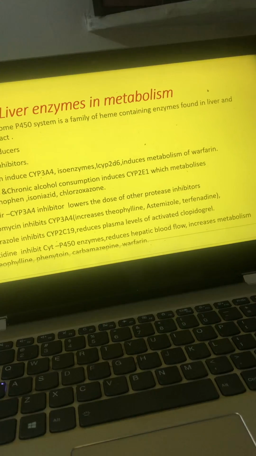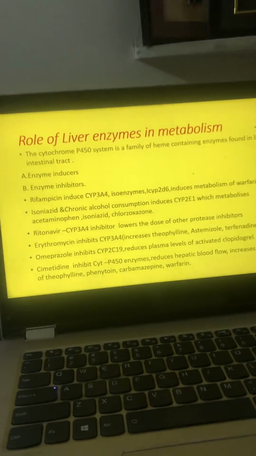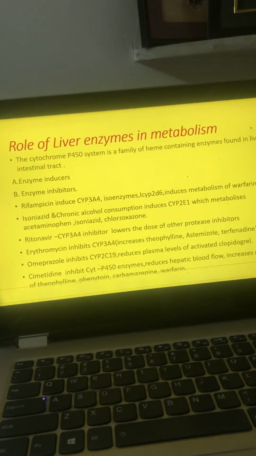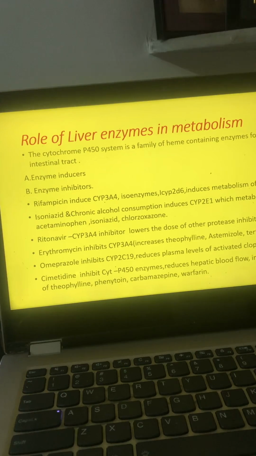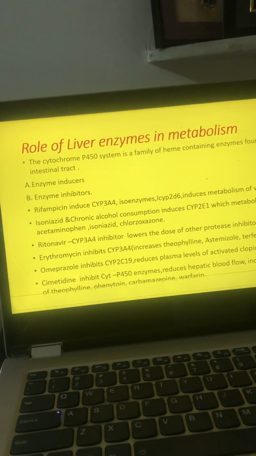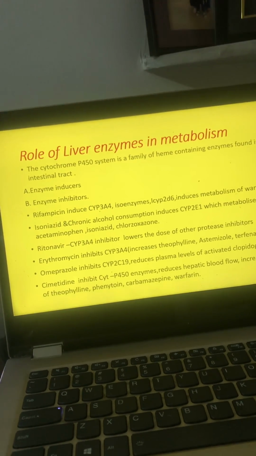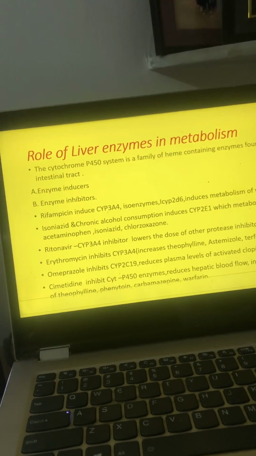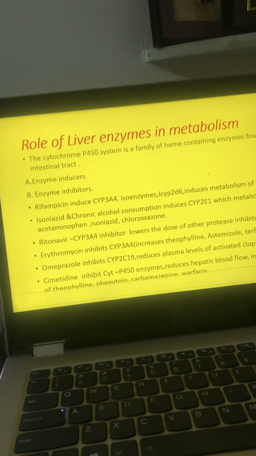Then the role of liver enzymes in metabolism. The cytochrome P450 system is a family of heme-containing enzymes found in the liver and intestinal tract. Several enzymes also may be compromised to varying degrees by hepatic disease, producing considerable interpatient variability in drug response. Some drugs can induce or inhibit specific isoforms of the enzyme, affecting the pharmacokinetic parameters of a drug.